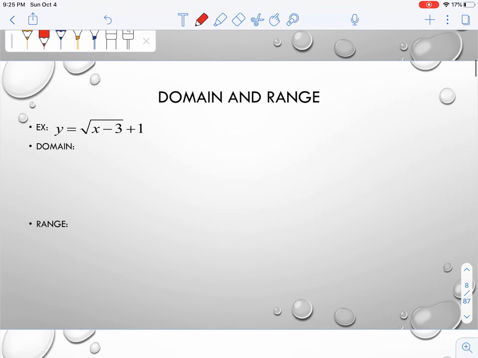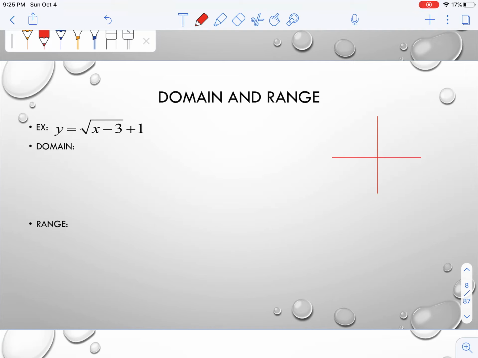All right, so here I've got an equation. I have y equals the square root of x minus 3, plus 1. All right, I want to find the domain and the range. So one of the first things I'm going to do, I'm a visual person. I like to see what I'm working with. So I'm going to sketch a graph here.